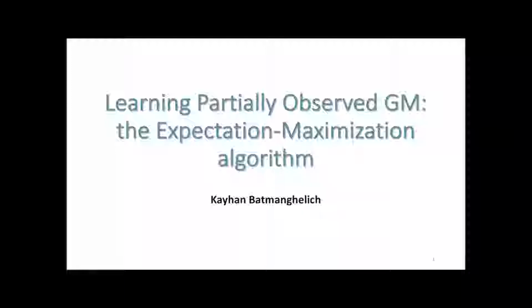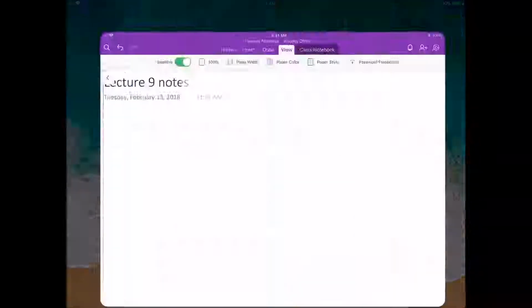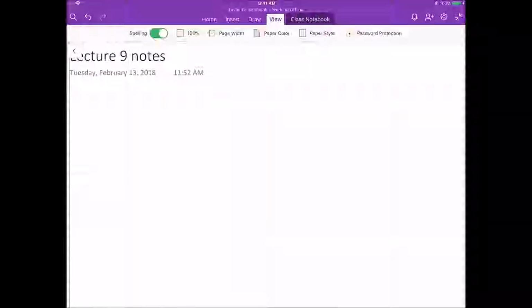Today we are going to talk about learning the parameters of the graphical model in the presence of unobserved random variables. If you remember, in the last two sessions we talked about learning the parameters when the structure is known, but all of the random variables are observed. So we talked about two different scenarios, fully observed Bayesian network.